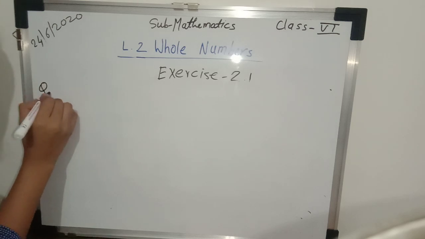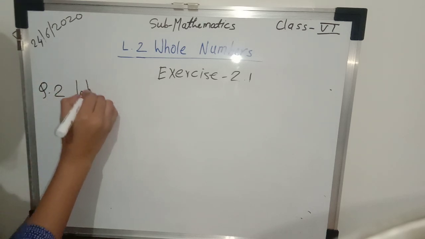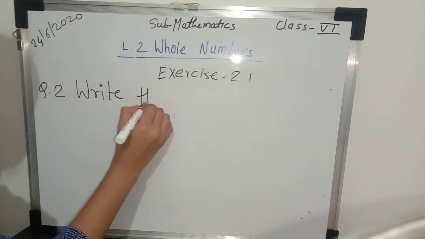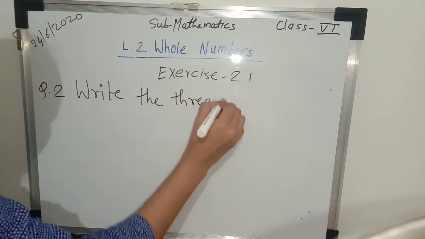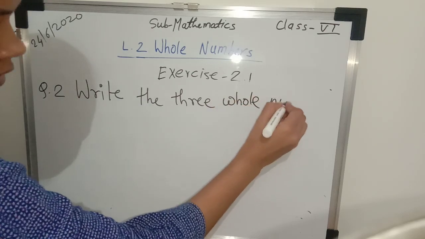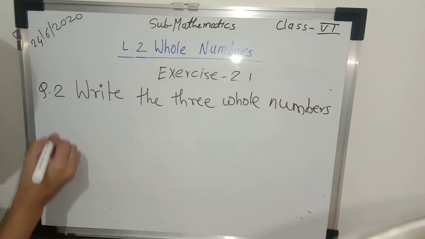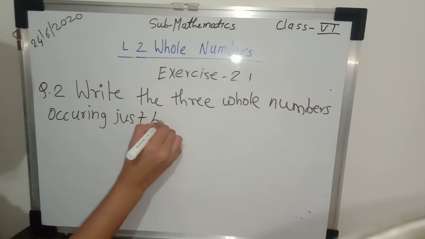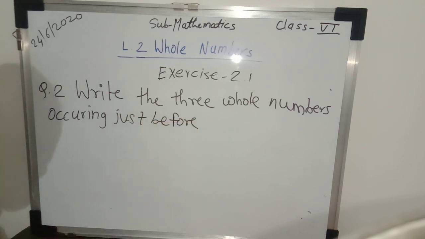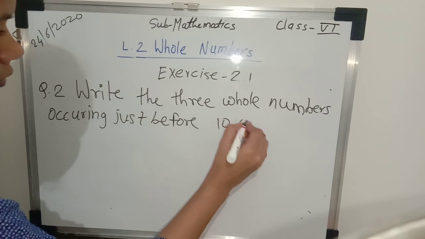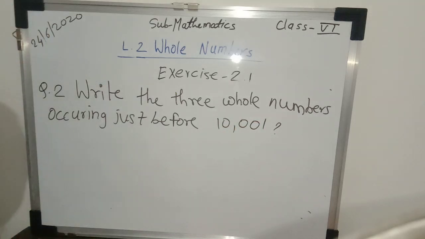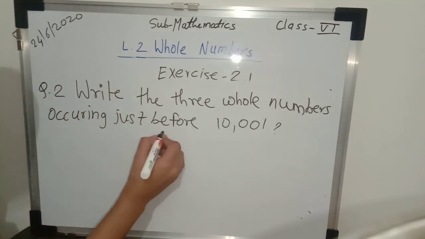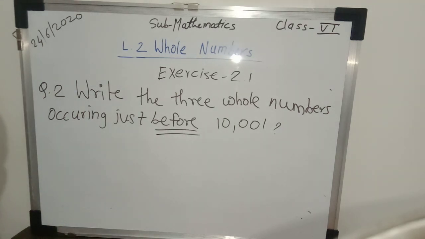Now the next question is question number 2. Write the 3 whole numbers occurring just before 10,001. Here the word "before" is there. When "before" comes, what do we have to do? We have to find the predecessor. Predecessor means we have to subtract 1 from the given number.